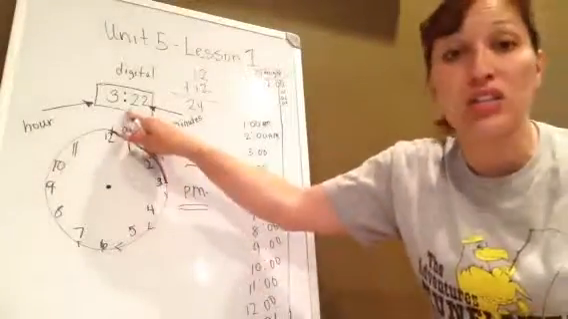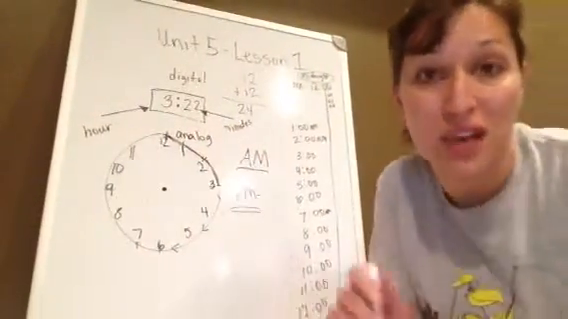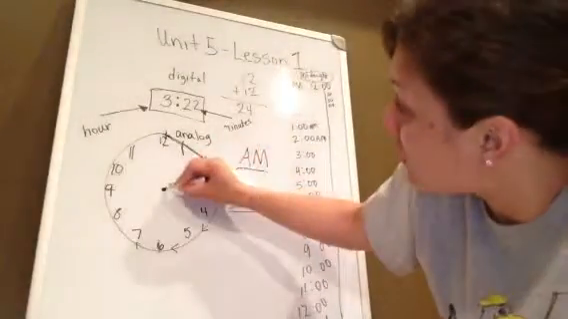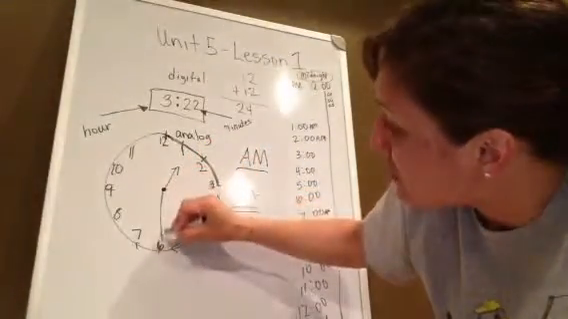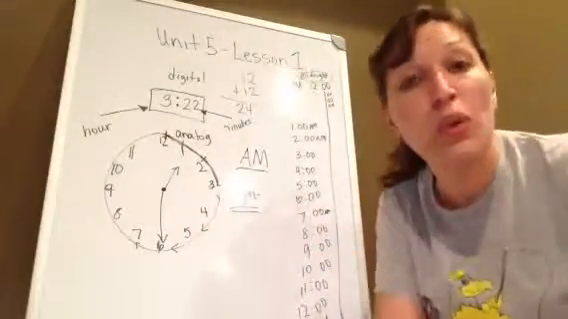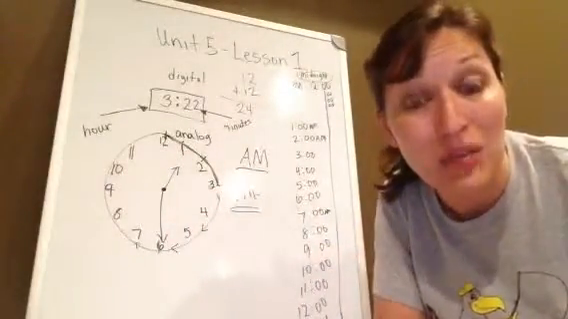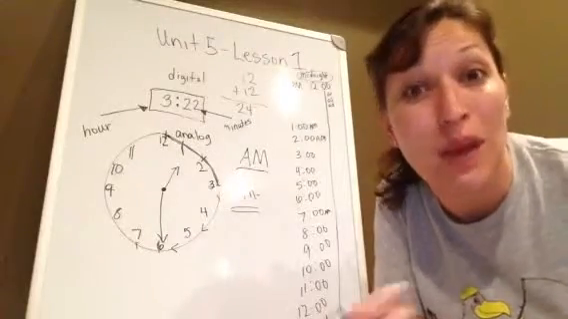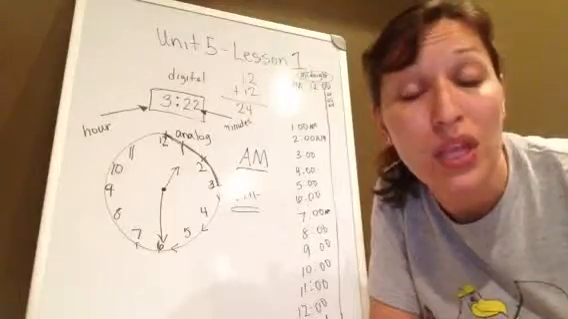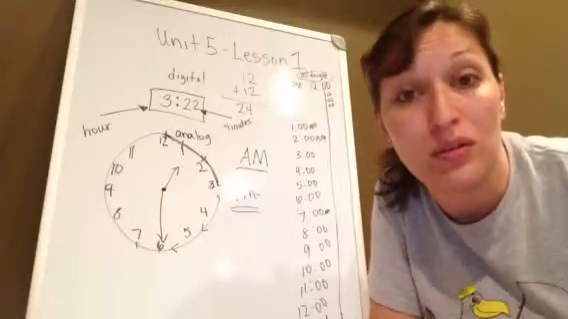An analog or digital clock does not tell us AM or PM. You can have the time like this, and we can read that time to be 1:30, but we don't know if it's AM or PM. The only way we know when we're talking about math for 2nd grade is when it's in a story problem or when it gives us more information, okay?